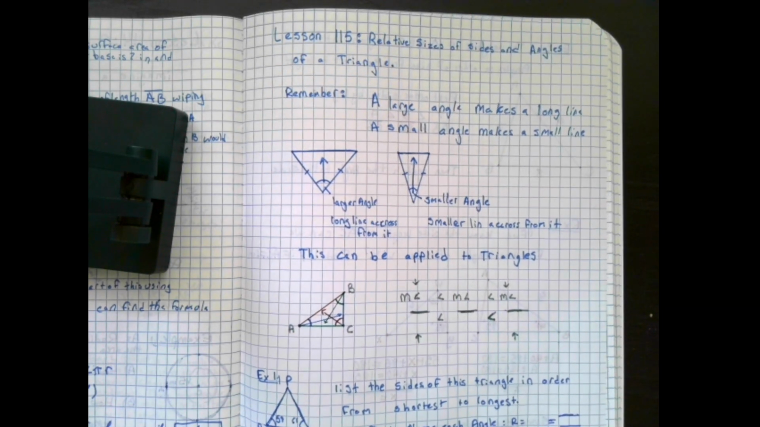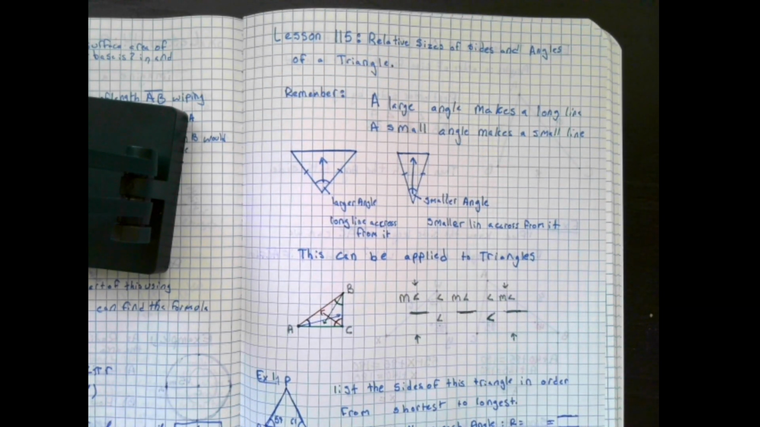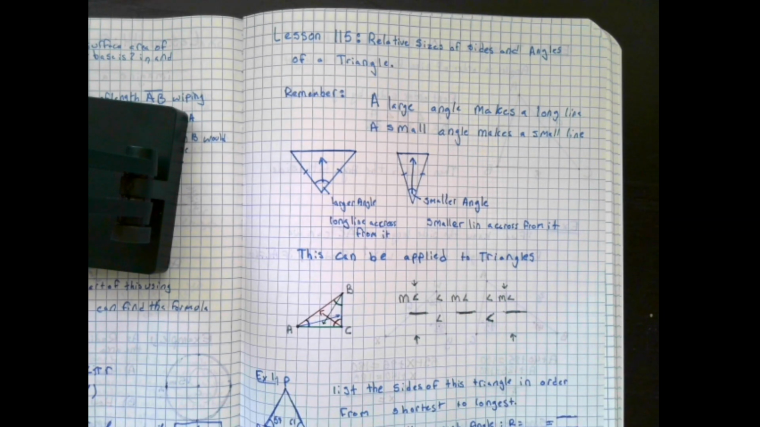Welcome to Saxon Math, Course 3, Lesson 115, Relative Sizes of Sides and Angles of a Triangle.